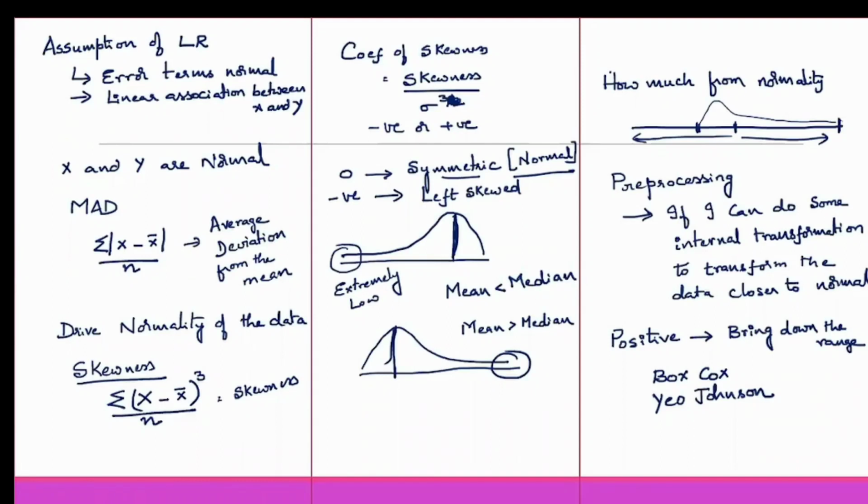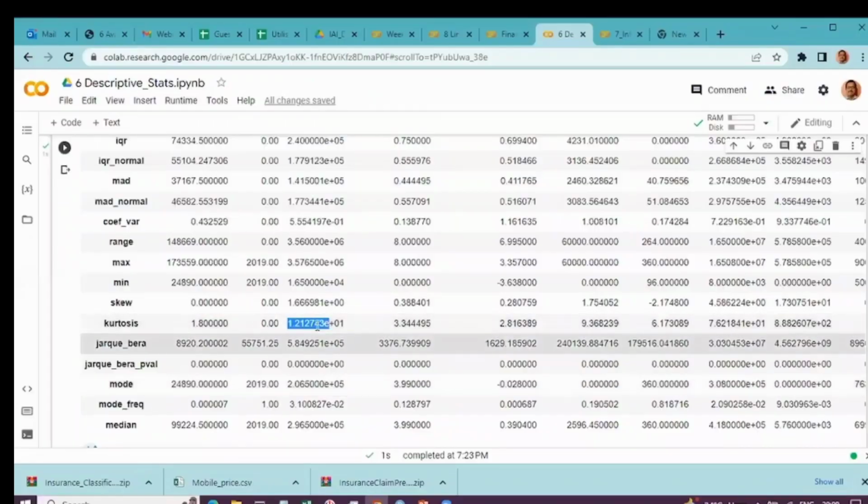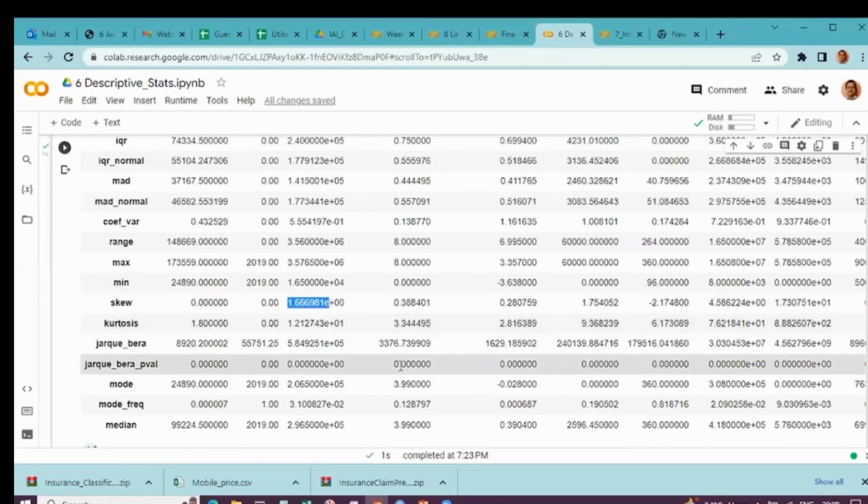But now we are saying the importance of normality of the data is very, very essential. So from that standpoint, I could clearly see here that the skewness for this particular variable, loan amount, is 1.66 into 10 to the power of 0. So it is around 1.66. So it is definitely not 0. It is positive, which means it's a positively skewed value.